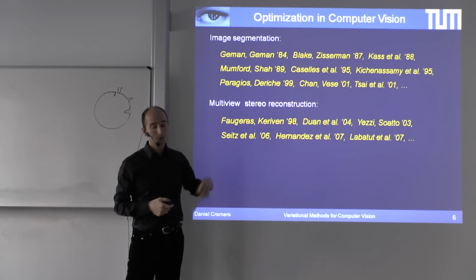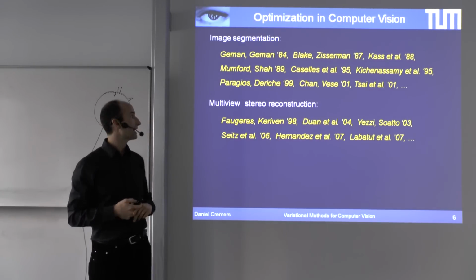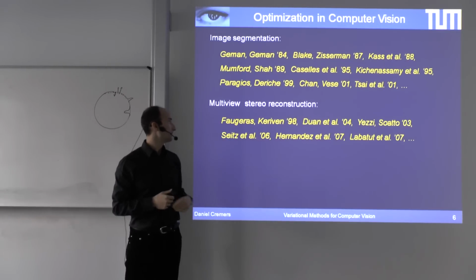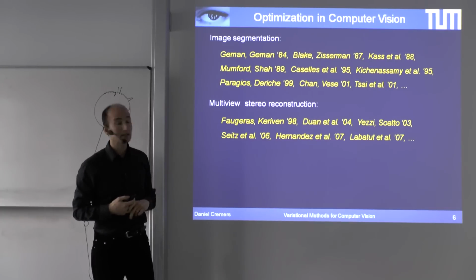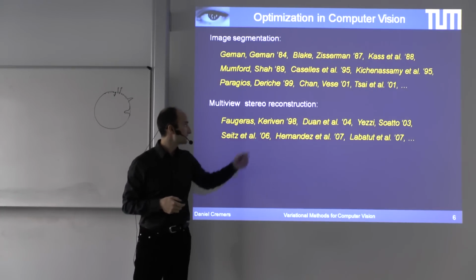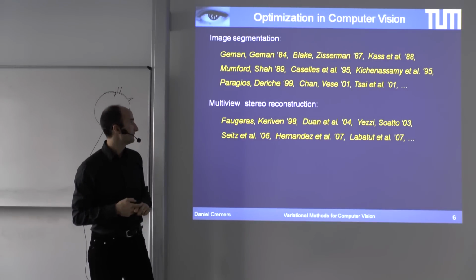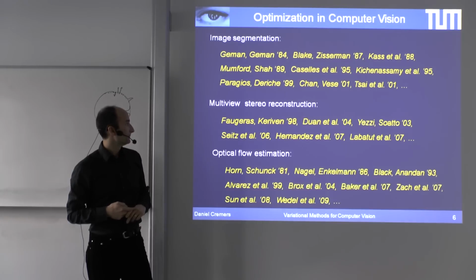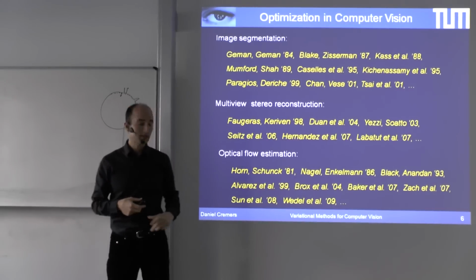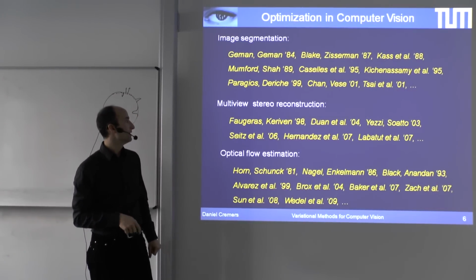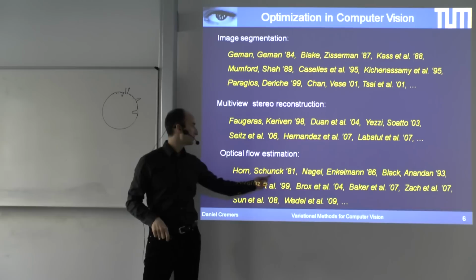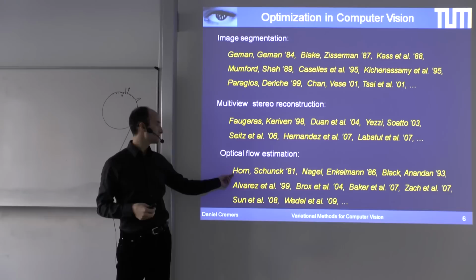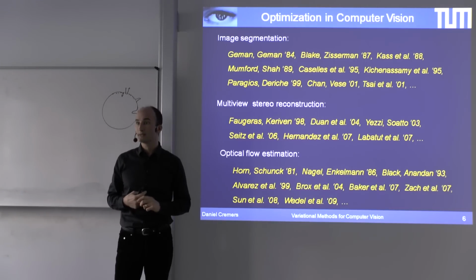Multiple view reconstruction, the problem I just mentioned, is also a classical problem, and there are again many papers. This is maybe one of the pioneering ones, by Faugeras and Keriven in '98. Both of these researchers are still active in Paris and in Nice or Sophia Antipolis. And optical flow estimation, another classical image analysis problem, where this work of Horn and Schunck in 1981 is often considered the first variational method in computer vision.